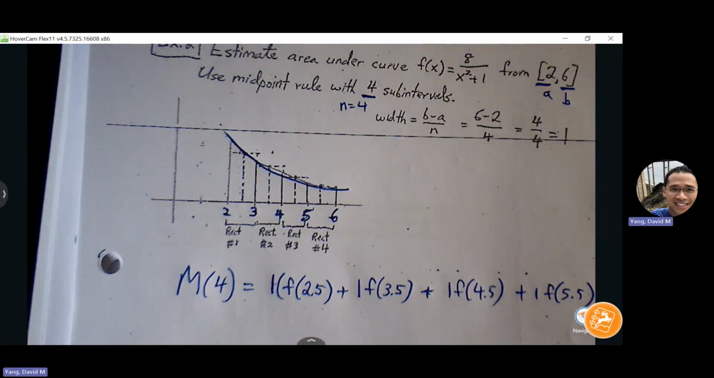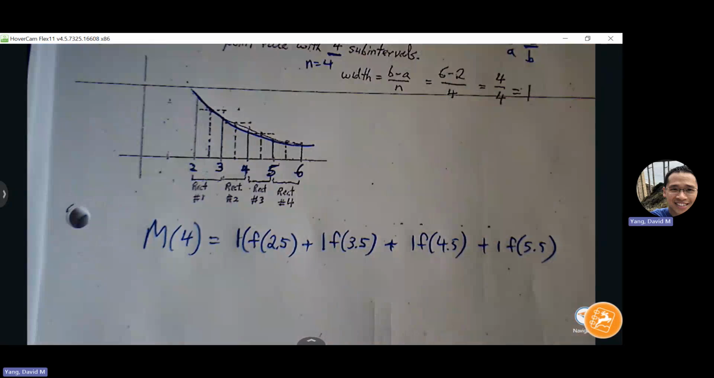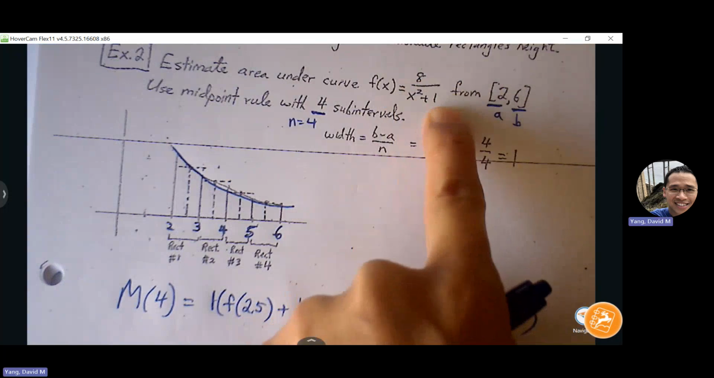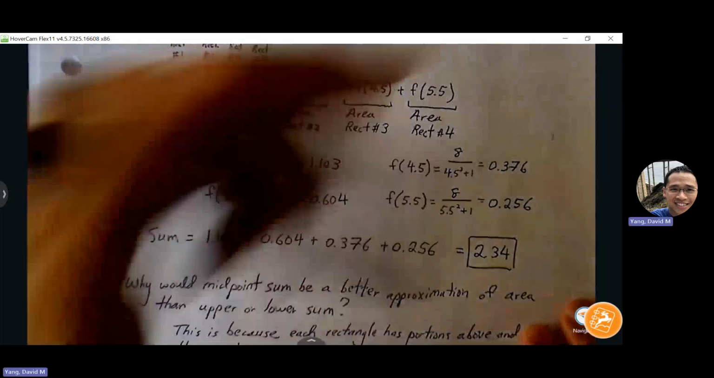Exactly. Yeah, this is the third way. We have the left-handed rectangle, right-handed rectangle, and then we have the midpoint rectangle. Now, technically, there's also upper and lower sum, but we're really not going to see that much more after this. We're really just going to see left, right, or middle. Yeah. Do you recommend using the decimal values instead of fractions? It's up to you. Yeah. Okay, and then we're literally just inserting 2.5 into the function, and then getting that decimal value, and then adding them up, and then getting my midpoint sum.